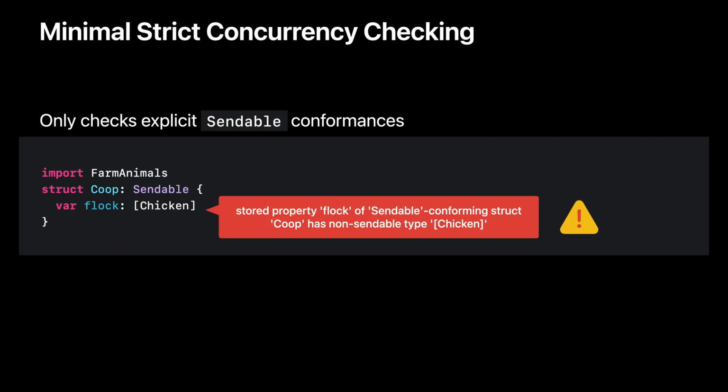Now, if you add a sendable conformance, the compiler will complain. The coop type cannot be sendable because chicken isn't sendable. However, this and other sendable-related problems will be presented as warnings in Swift 5, not errors, to make it easier to work through the problems one by one.